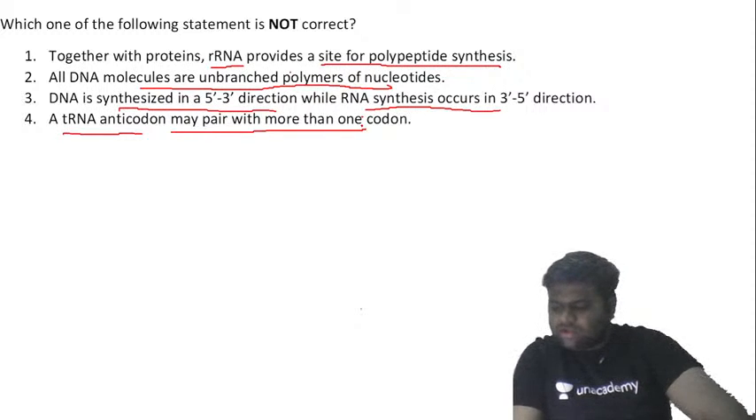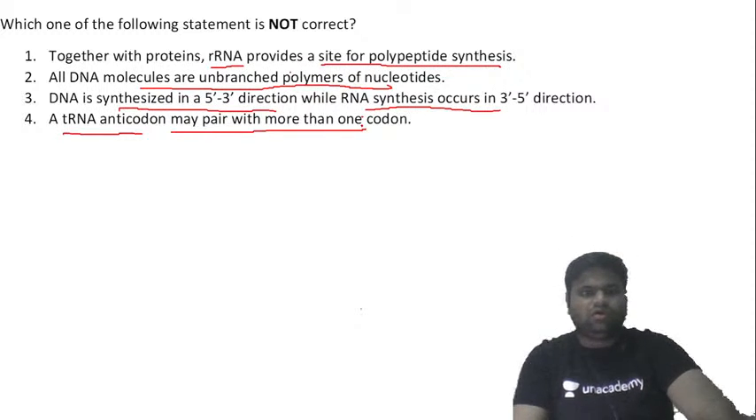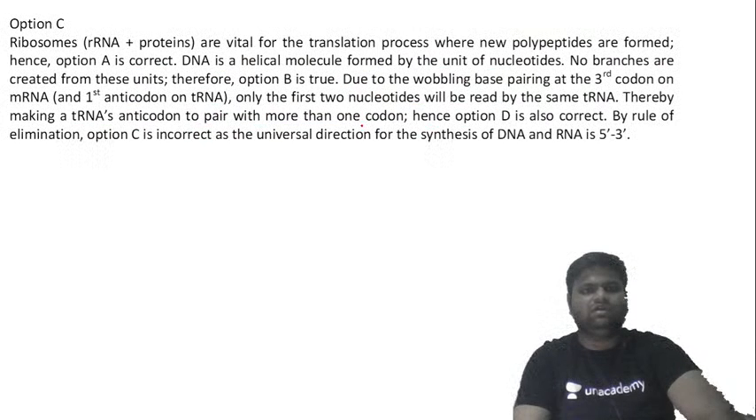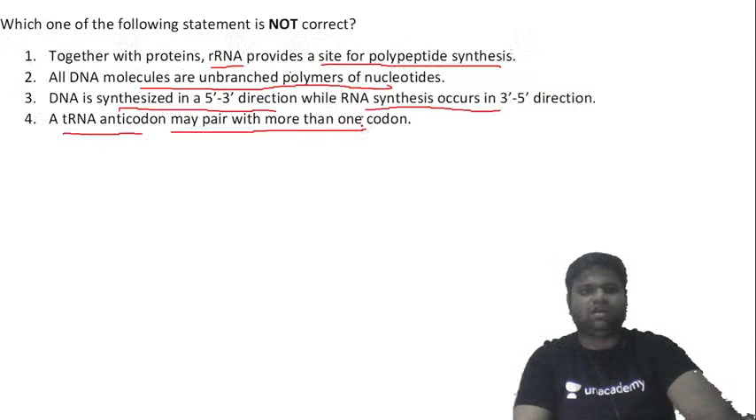शिखा तिवारी ने बोला कि ऑप्शन 2, all DNA molecules are unbranched polymer of nucleotides. So let's see what is the correct option. Option C is incorrect. So DNA is synthesized in 5 prime to 3 prime, whereas RNA synthesis occurs in 3 prime to 5 prime direction. This option is not correct.